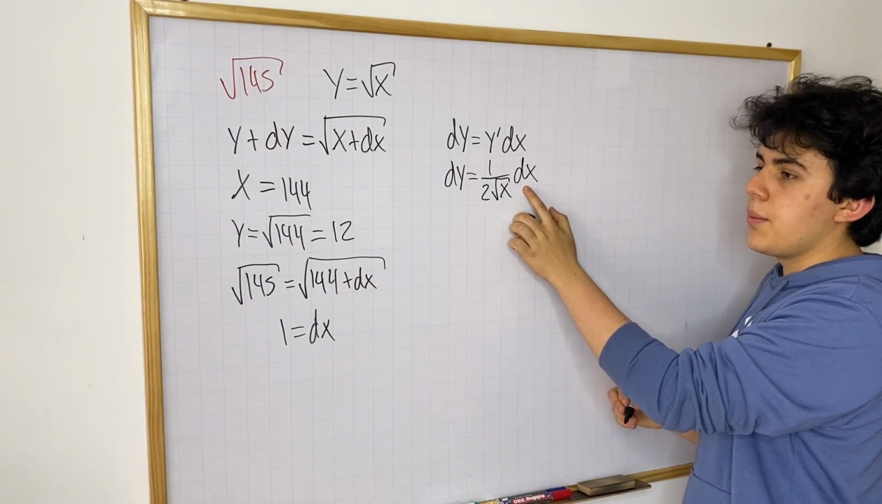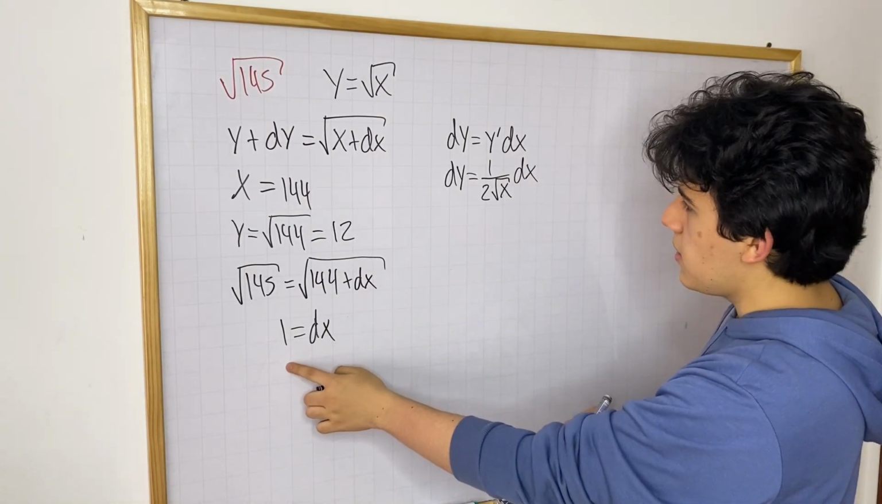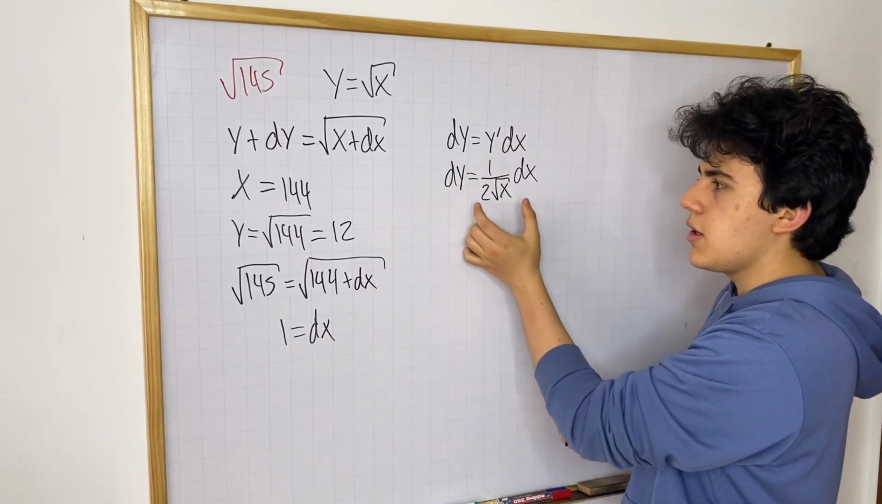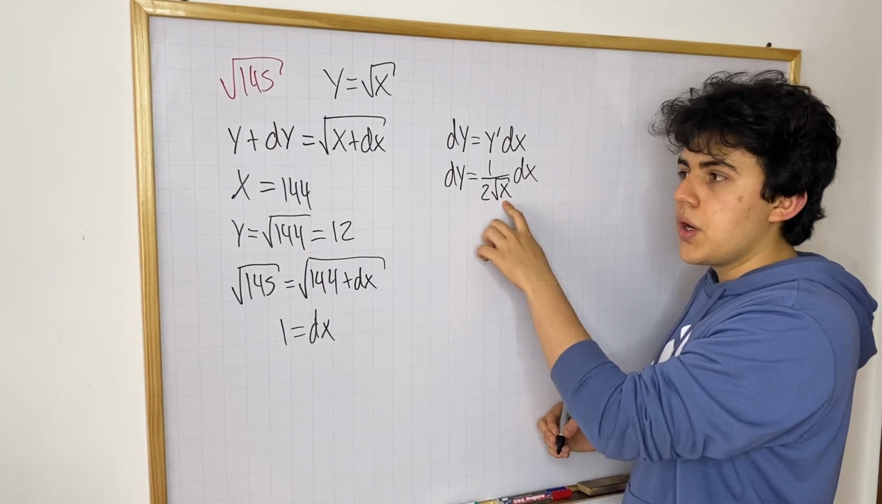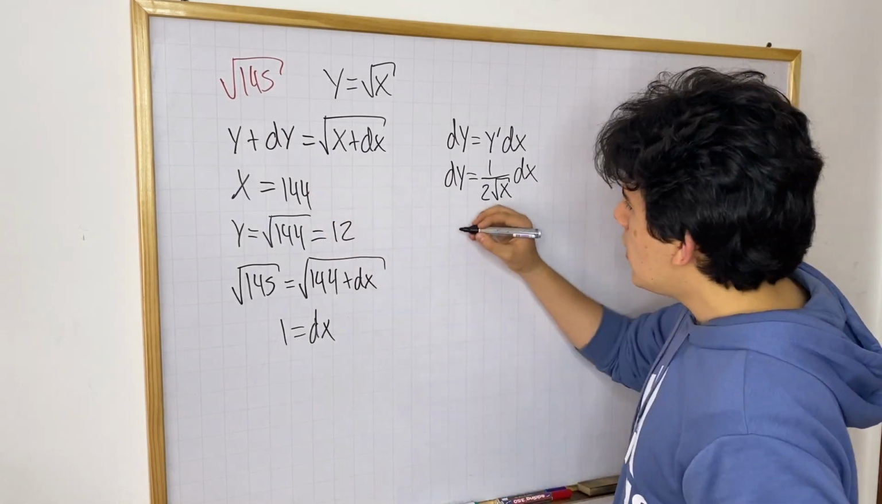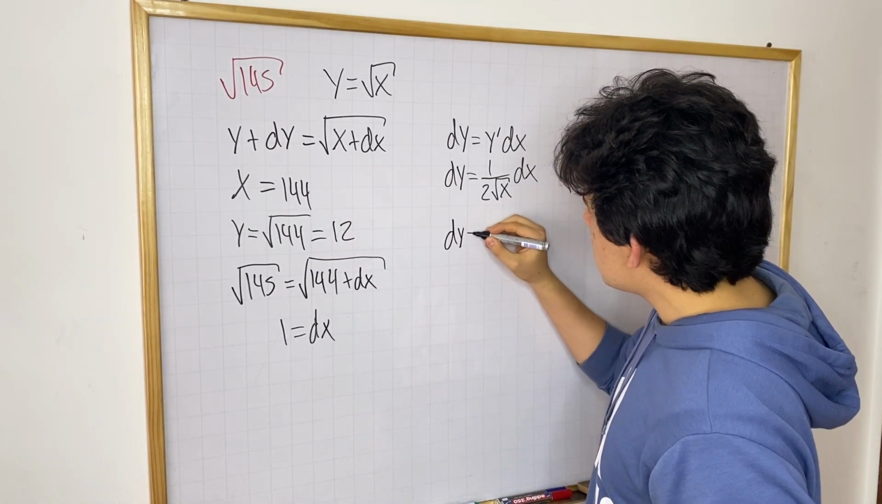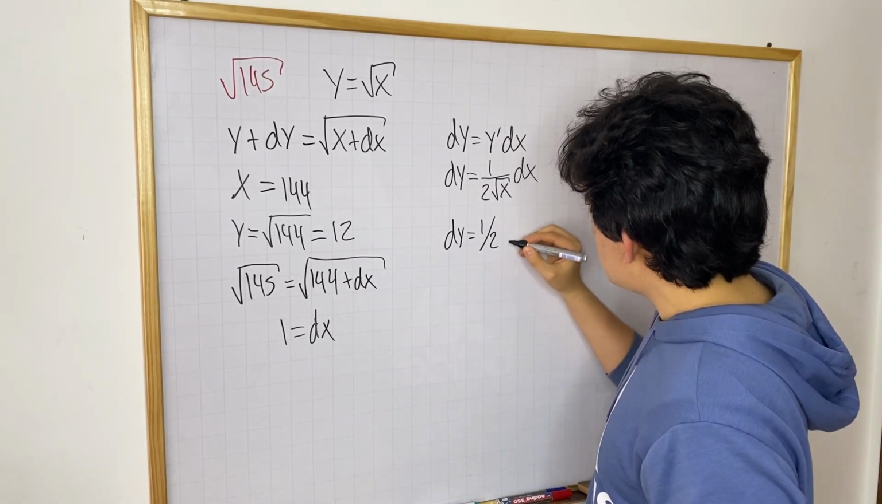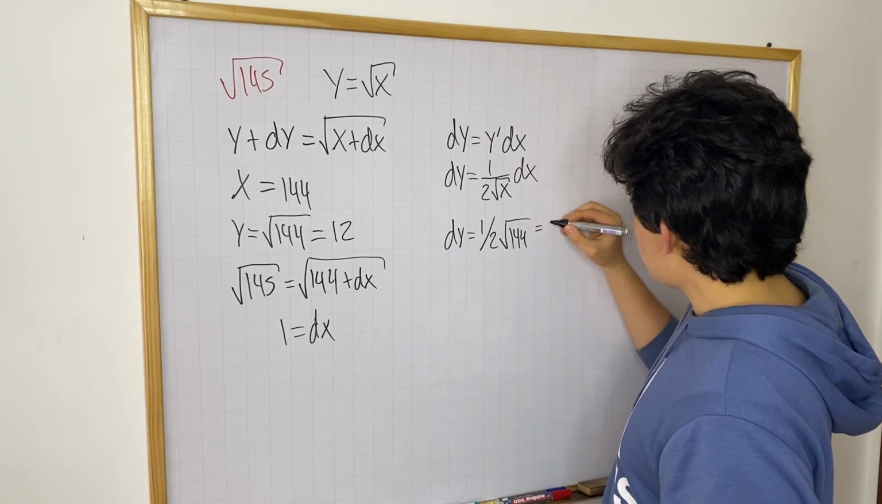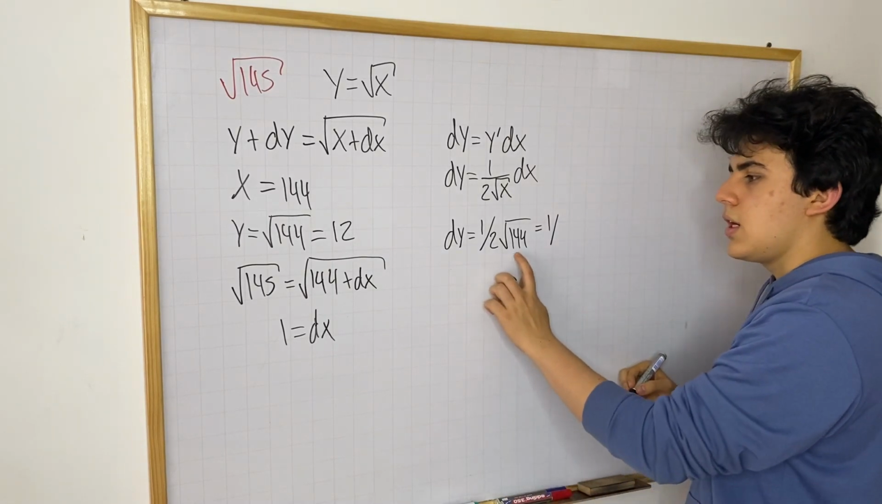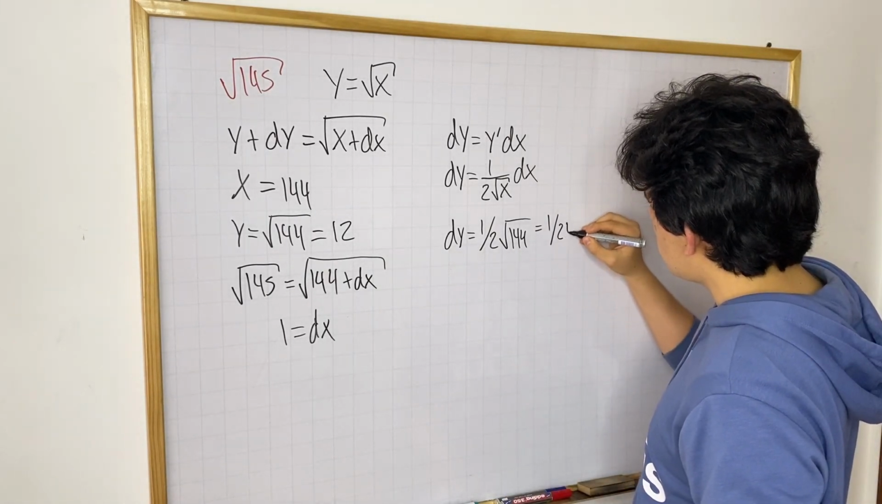Now we already know how much dx is. dx is going to be 1, which is great because we don't have to change anything in this fraction. And we also know how much x is. We know x is 144, which means that dy is going to be equal to 1 over 2 times the square root of 144, which you already know is 1 over 2 times 12, which is 1 over 24.